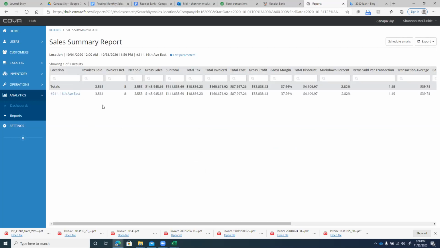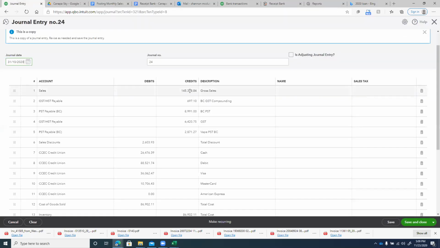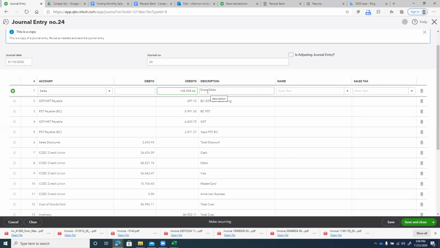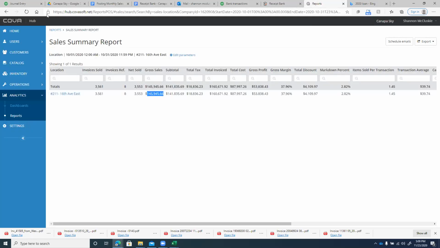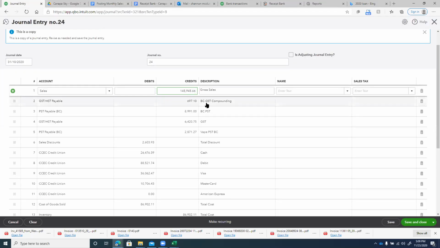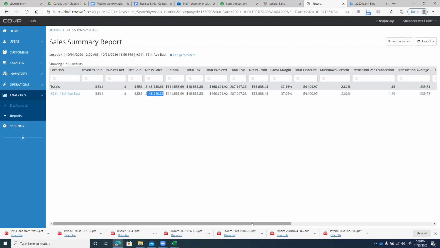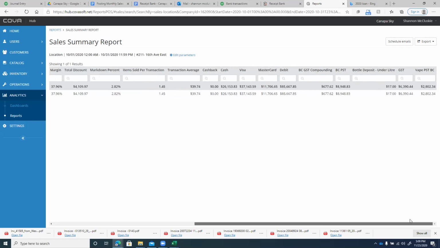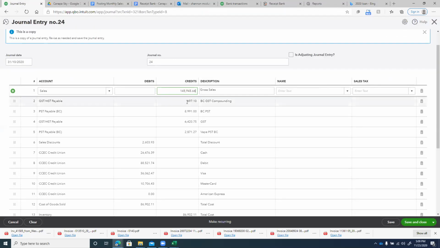Right, so the information is fairly similar. So gross sales, I'm going to just copy this, 145, and I'm going to go back over here, and it says right here, gross sales. And then the next one on my journal entry is BC GST compounding. So I'm going to go down here and find it. BC GST compounding. I'm going to copy that.